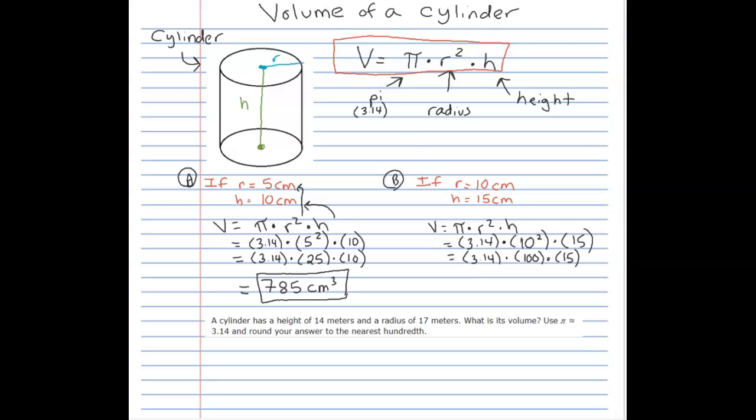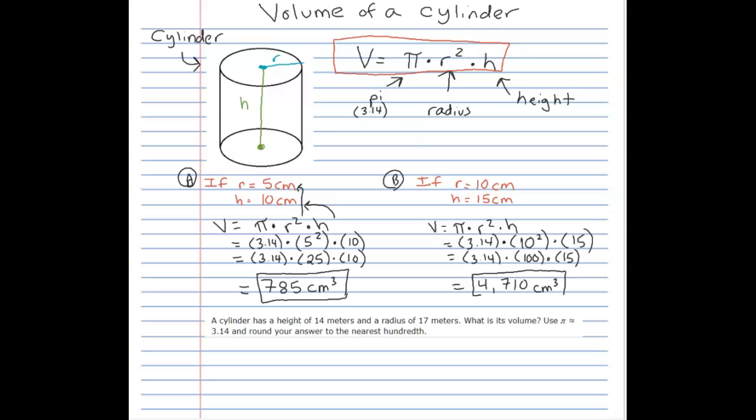Again, if you guys are confused on how I'm doing this or what to do next, please let me know. I can't read minds. I don't want to read minds. Well, some of your minds. So what we're going to do here is 3.14 times 100 times 15. I'm given, in this case, centimeters cubed.